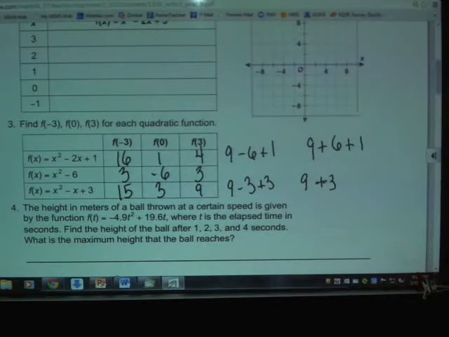And there you go. Lots of calculations, 9 different calculations, but that's all it is: changing the value of x for whatever they give you, solving it out, game over. All right, let's go to number 4.